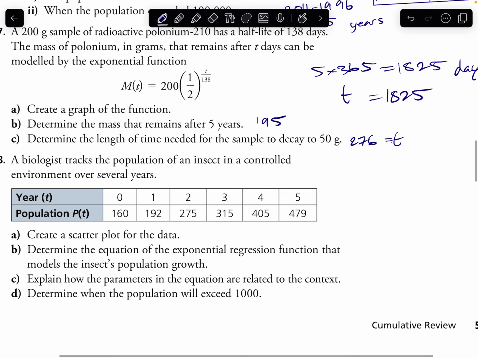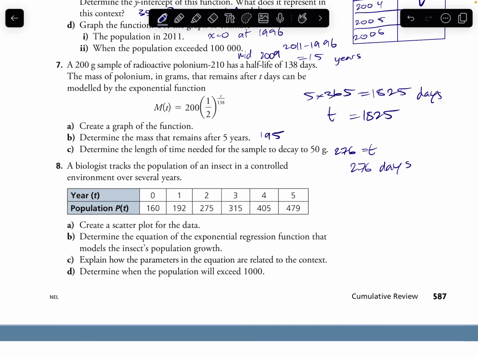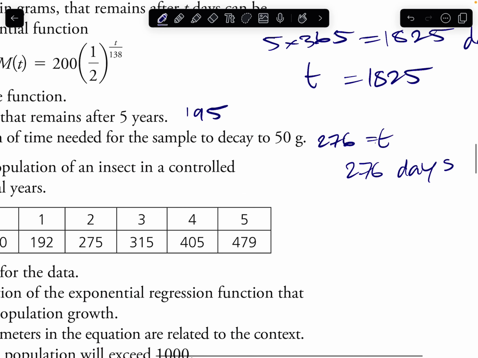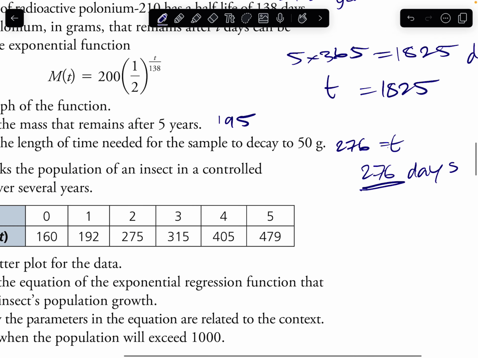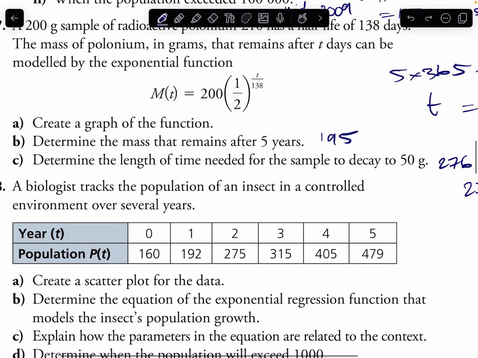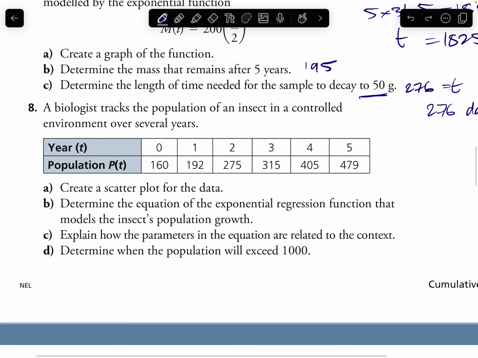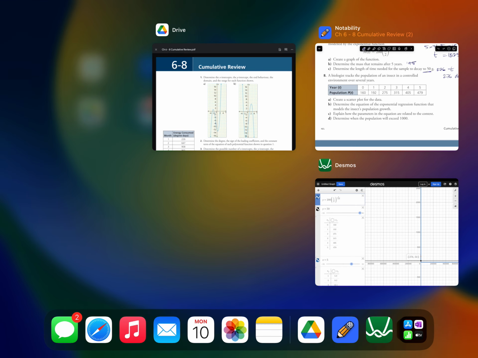T, not X. It's up there. So, days. Which, yeah, they actually are so dense. If it takes 276 days, which is less than a year, to get to 50 grams, how is it supposed to be at 195 grams after 5 years? The answers don't line up with their ones, because it's just wrong. But sorry, I'll stop ranting about that.